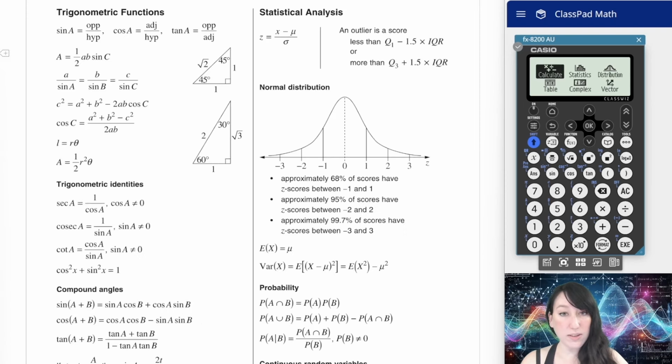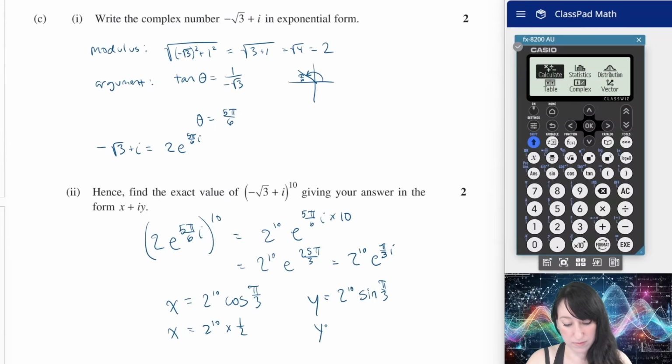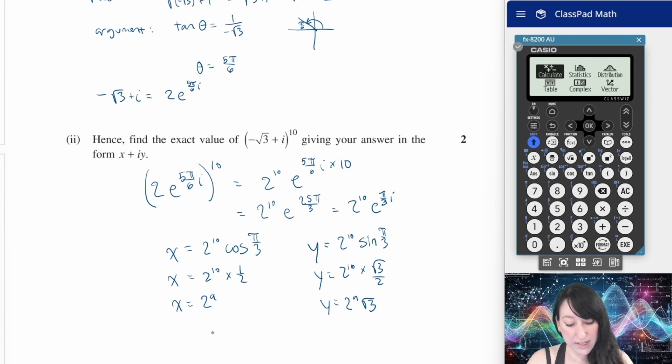Now, on our triangles, we can see that cosine of pi over 3, 60 degrees, is a half, sine is root 3 over 2. So simplifying, x would be 2 to the power of 9, y would be 2 to the power of 9 root 3. So the answer is 2 to the power of 9 plus i times 2 to the power of 9 root 3.